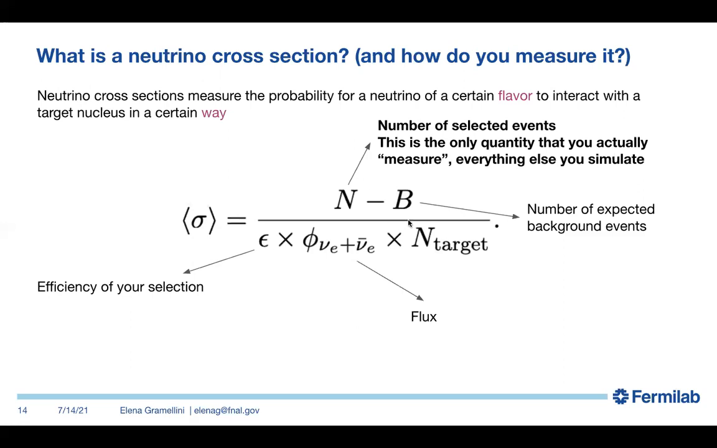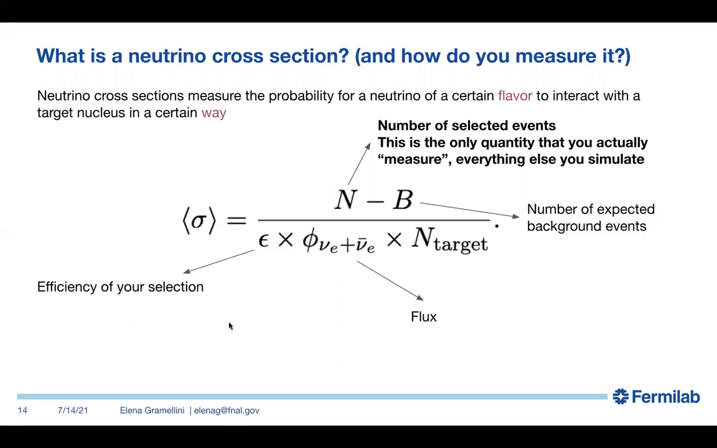The other ingredient that goes into this is that your selection is not only going to pick out your signal. If you're interested in looking at nu-e's, it's possible that you're going to pick out something that is not a nu-e. And so in order to understand the probability of your nu-e to interact, you need to remove those events. B in this case is the number of expected background events. And this is something that you estimate through a simulation.